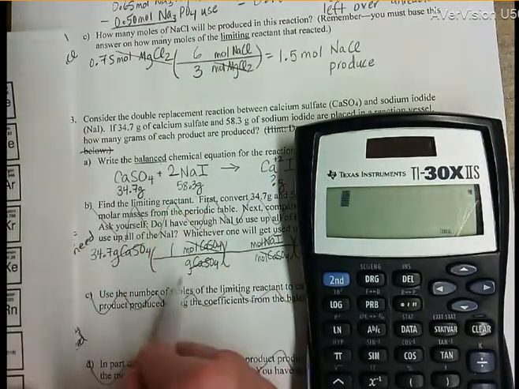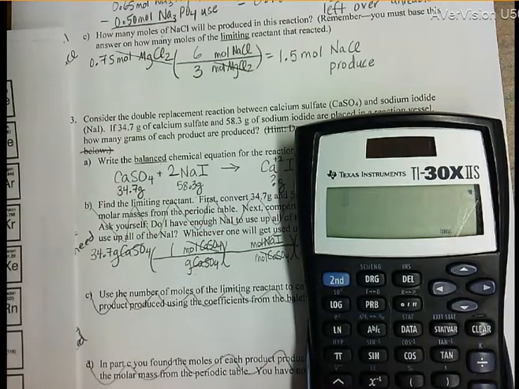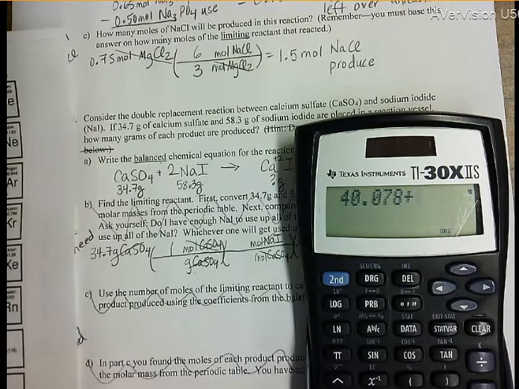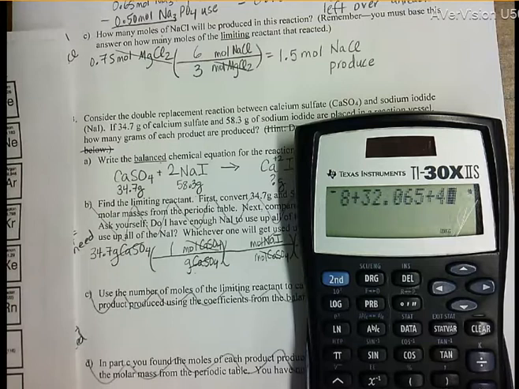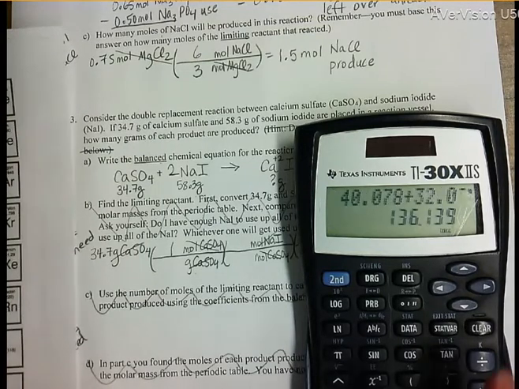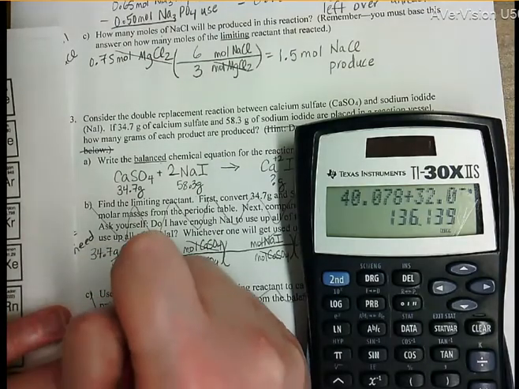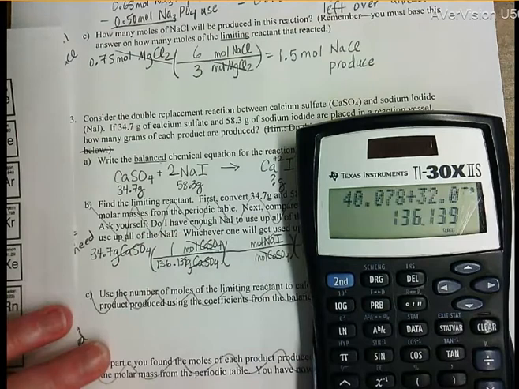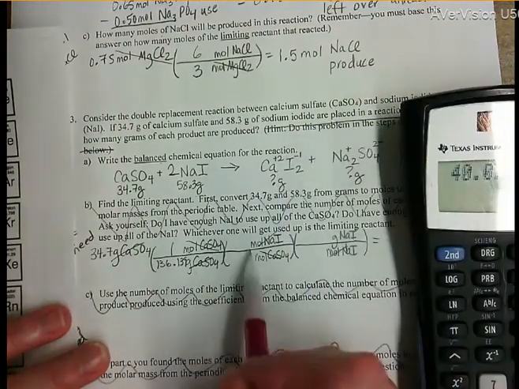Again, 1 mole, and for this I'm going to use my periodic table, so it's calcium, which is 40.078, plus sulfur, which is 32.065, plus 4 oxygens at 15.999. So that's 136.139 grams. Now, here, this is my mole ratio.